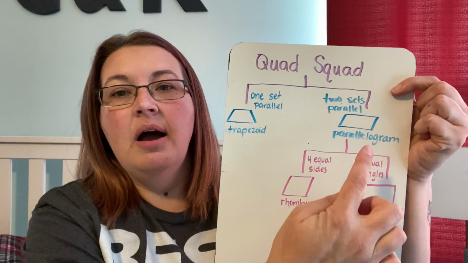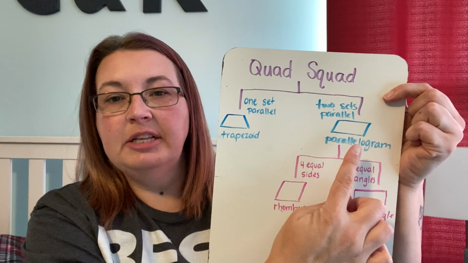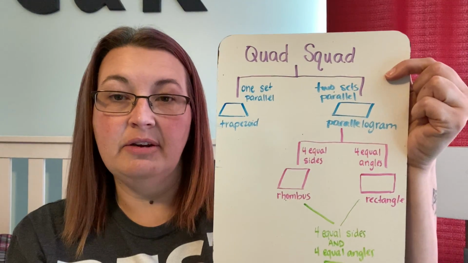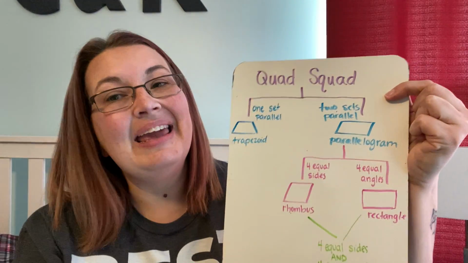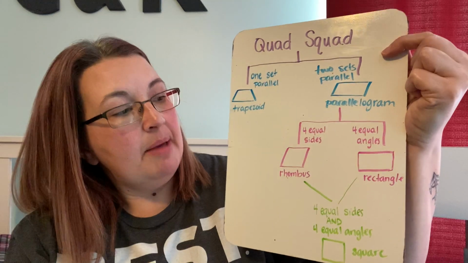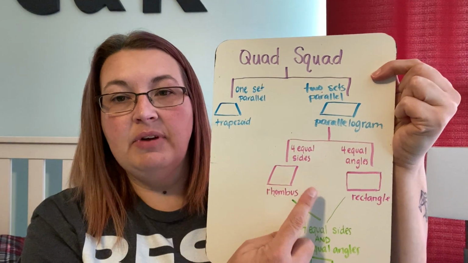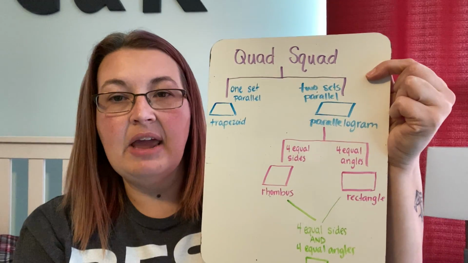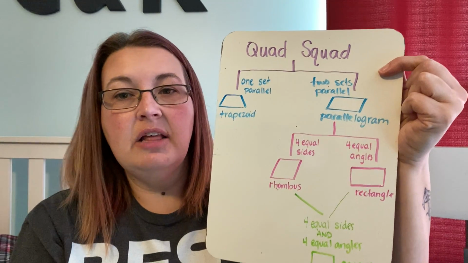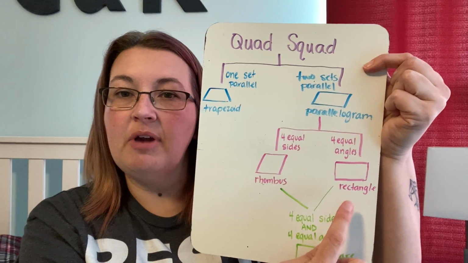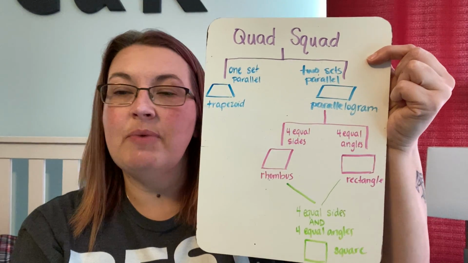Angles don't matter. On the other side, we have 2 sets of parallel sides, and that is what is called a parallelogram. Now, a parallelogram can be broken down further into smaller categories. One of 2 things can happen: you can have 4 equal sides, or you can have 4 equal angles. If you have a parallelogram with 4 equal sides, you have a rhombus. If you have a parallelogram with 4 equal angles, you have a rectangle.